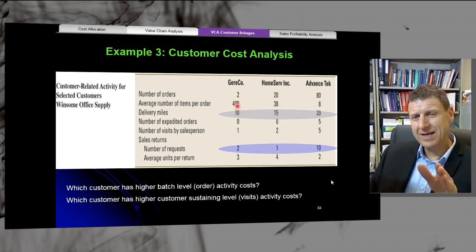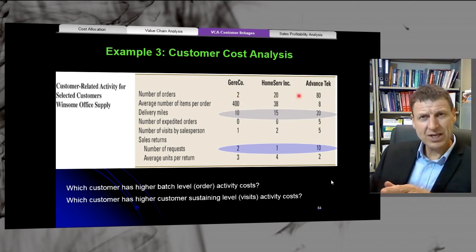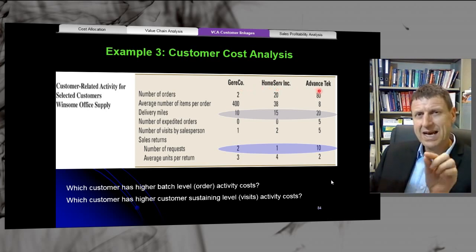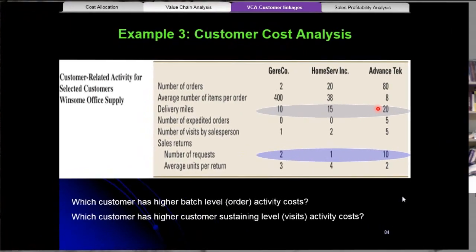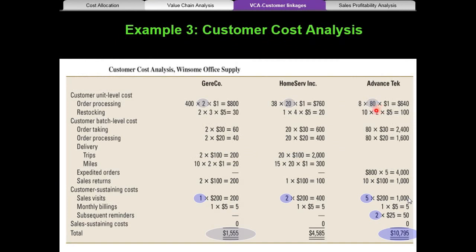So you can see I haven't done any cost allocation here. What we've got here is basically some quantification of the different resources that these 3 customers are consuming of your company. That's Winsome Office Supply. These are the different resources. Now let's transfer that into some cost analysis, shall we? Let's have a look.